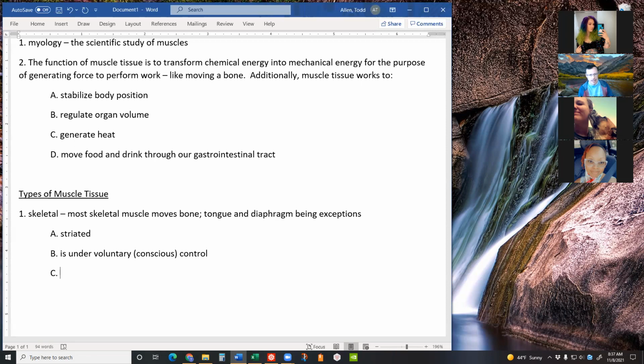Okay, and it's important that you appreciate that skeletal muscle tissue is coordinated and regulated both by the nervous system and the endocrine system.